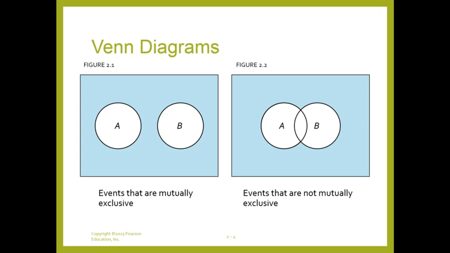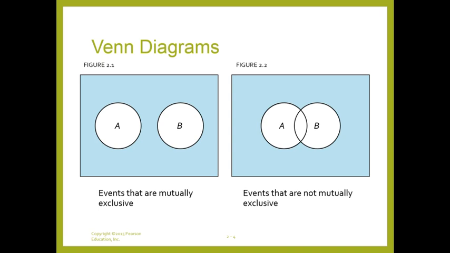Now, we're using Venn diagrams here to talk about another concept, and that is the idea of probability, considering things that are mutually exclusive and things that are not mutually exclusive. So if you flip a coin and it's a true coin and you have one head and one tail, you would assume that A is the probability of flipping the coin and getting a head, and B, flipping the coin and getting a tail.